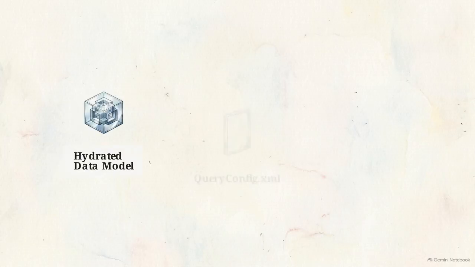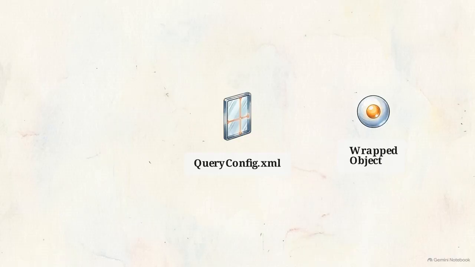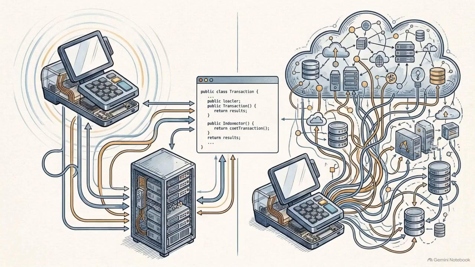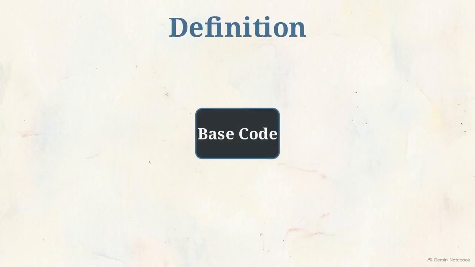When full object hydration is unnecessary, DTX uses query config. This filters data into lightweight wrapped objects to optimize network reads. By abstracting the physical target into XML layers, DTX allows applications to persist locally and replicate to the cloud without changing underlying code. The DTX lifecycle operates in 3 distinct phases: definition, generation, and deployment.